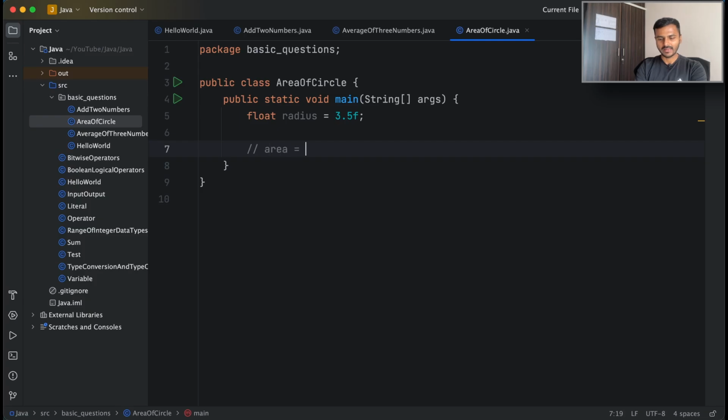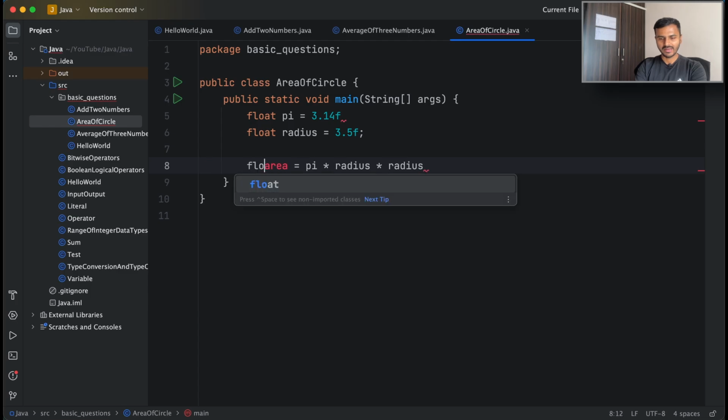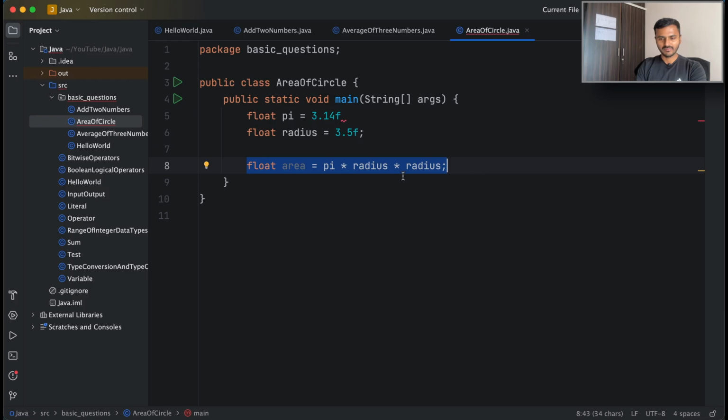And we know that area is pi multiplied with radius multiplied with radius. Now we have the value of radius here in the variable radius. What about pi? We know that pi is equal to 3.14, which is a decimal number, and that is why I'm taking a float variable. So we'll say 3.14f, and then for area, what I'm going to do is uncomment this first of all and declare a variable called area of type float, and this statement will give us the area.